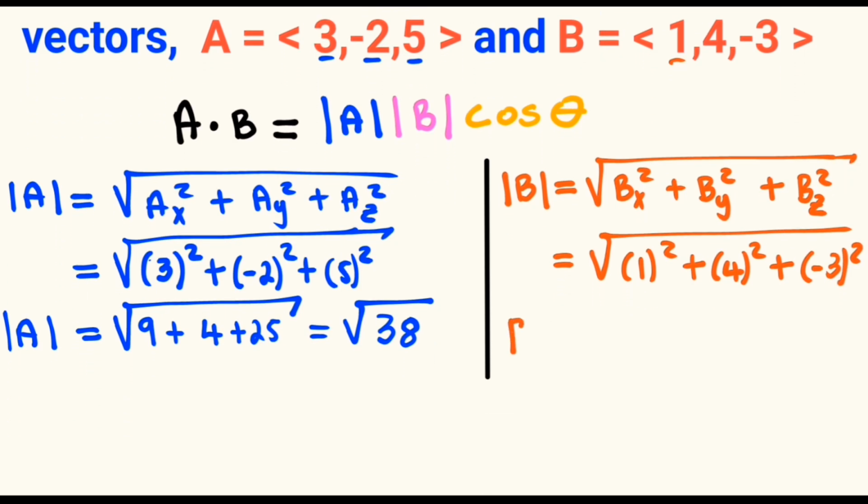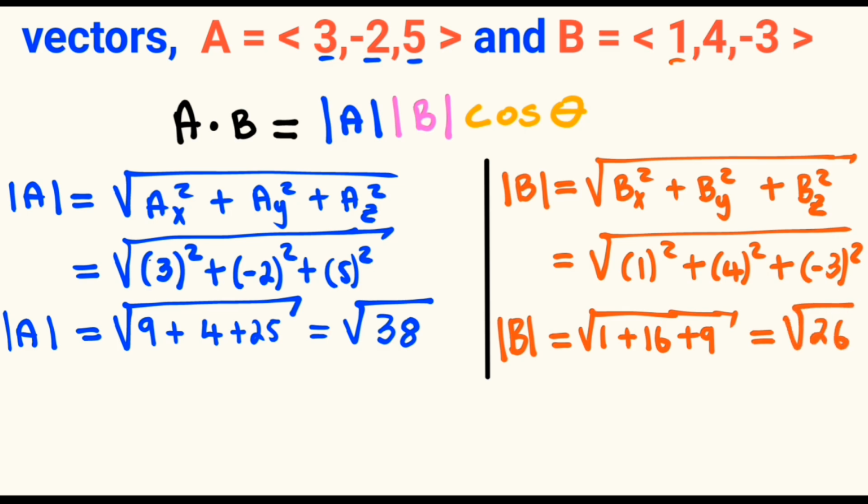The magnitude of B will be equal to the square root of 1 plus 16 plus 9, which is equal to the square root of 26. Remember, we have to determine the angle theta, which is between vector A and vector B. We already determined the magnitude of A and B. Now we have to compute the dot product of A and B.